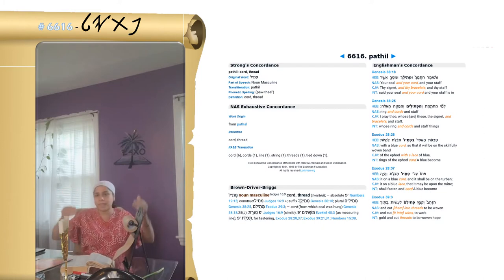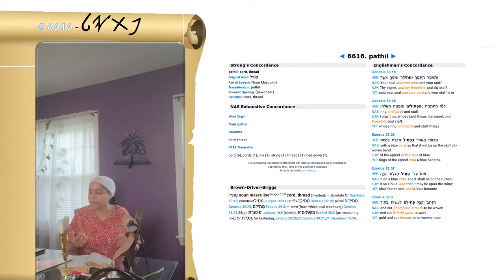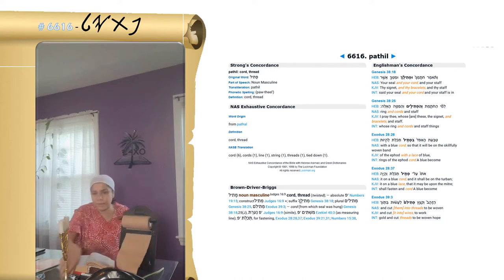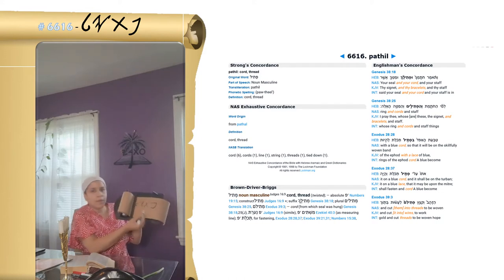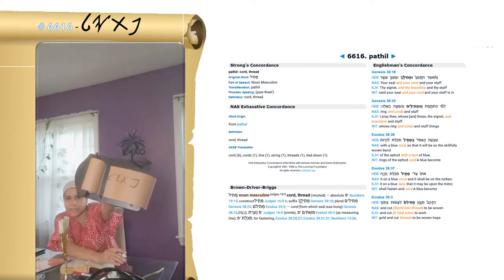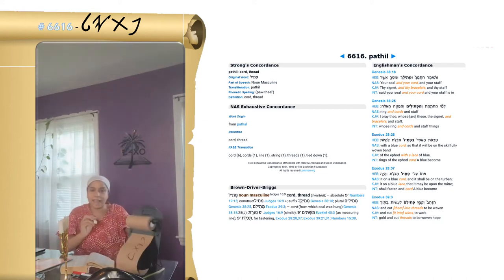Usually when you see the pa symbol, sometimes it's signed like this, sometimes like this. But sometimes the pa is telling you to use two hands. So the word patil, which I'm going to write right here, patil. This word patil is telling me how to do the hand sign, and the hand sign is communicating to you what patil is.